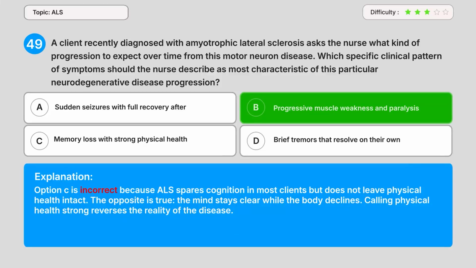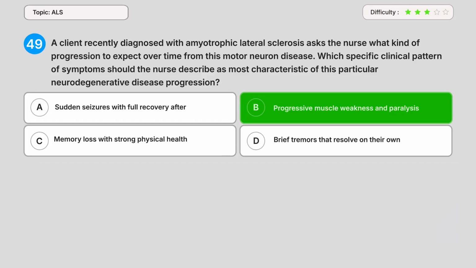Option C is incorrect because ALS spares cognition in most clients, but does not leave physical health intact. The opposite is true. The mind stays clear while the body declines. Calling physical health strong reverses the reality of the disease.